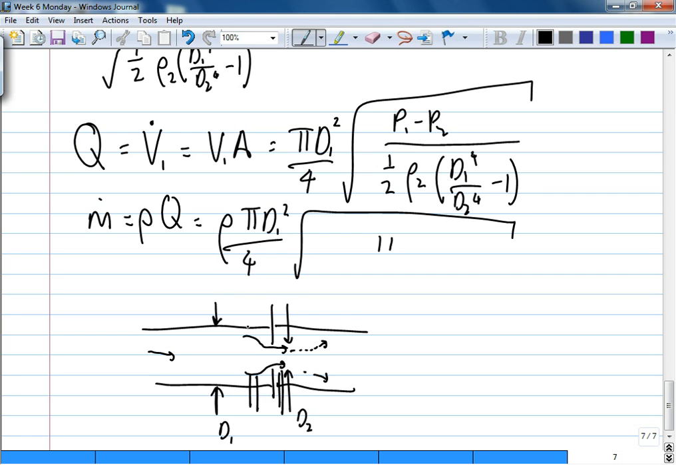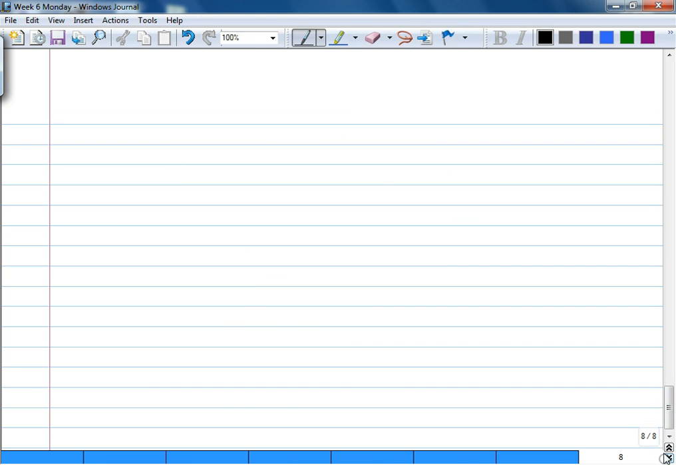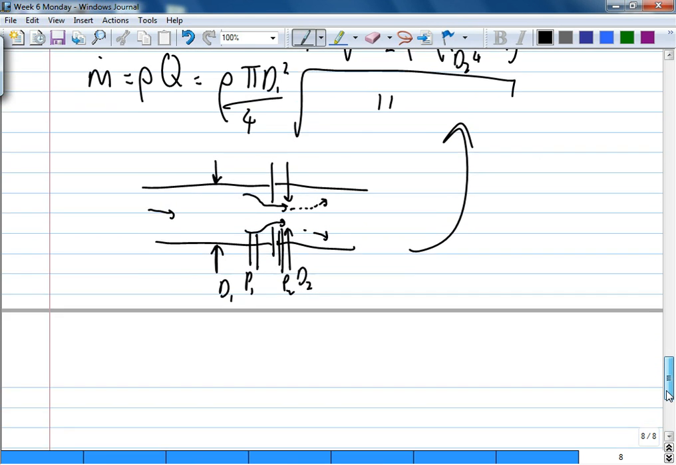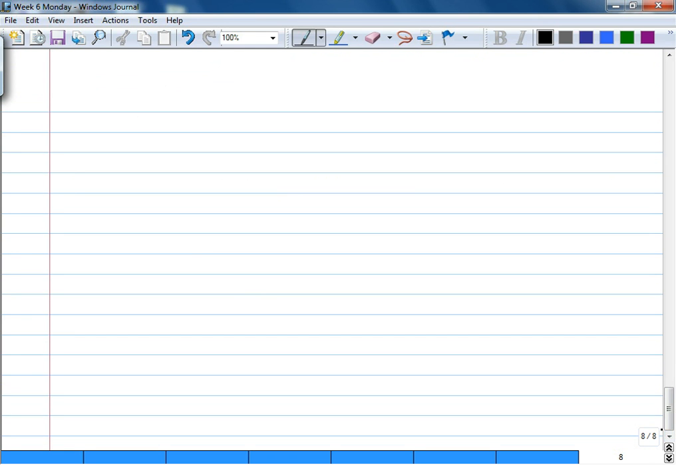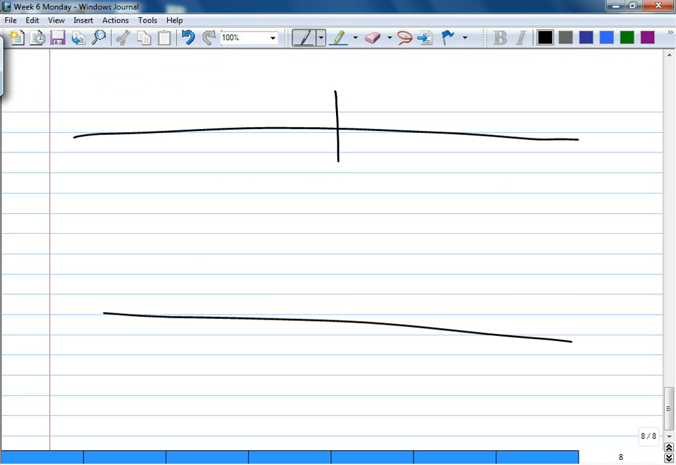You are constricting the flow to a smaller diameter. If here is P1, here is P2. Do you expect the analysis to be the same or not? If this pipe is not very clear, I'll draw a bigger one. Do you expect the analysis is the same or not the same? Same. Okay? This is a pipe. We have a plate here. This diameter here, D1. This diameter further down, D2.